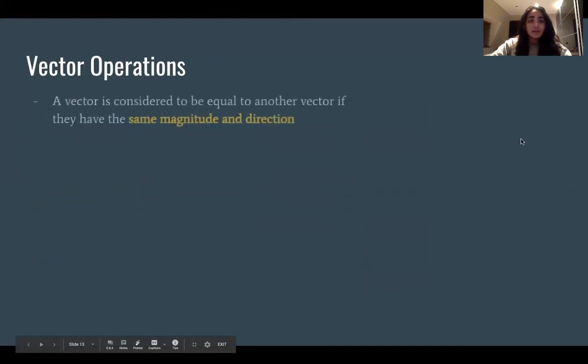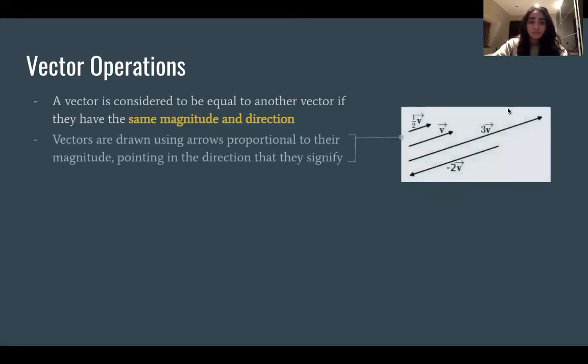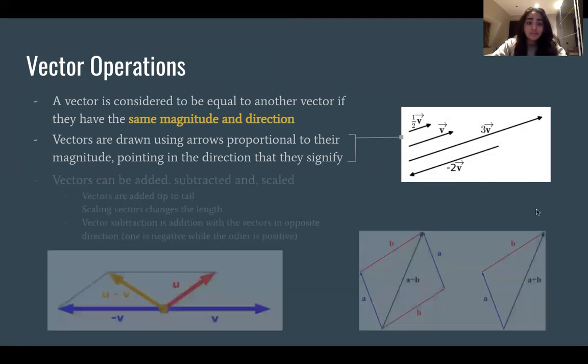Now we're going to look at some vector operations. Vectors are considered to be equal to each other if they have the exact same magnitude and direction. So that means 2 meters per hour north is only equal to another 2 meters per hour north. A lot of times we draw them using an arrow. The size of the arrow is proportionate to the magnitude, and of course, the direction in which the arrowhead is pointed is the direction of the vector.